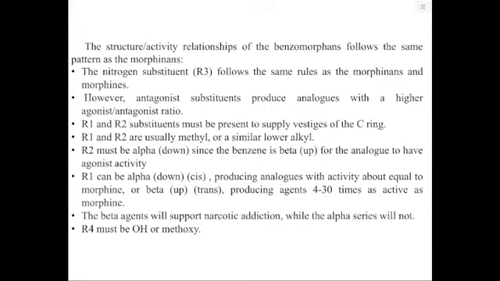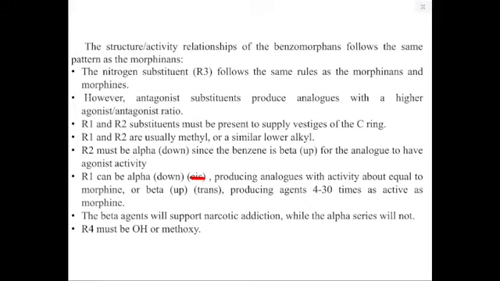So you cannot have both of them carrying the up orientation for the analog to have agonist activity. R1, which is at position number 9, can either go down, which is cis, or it can go down, which is alpha, producing analogs with activity about equal to morphine, or it can go beta, which is up, also trans. So here it's down, cis; up, trans, producing agents 4 to 30 times as active as morphine.